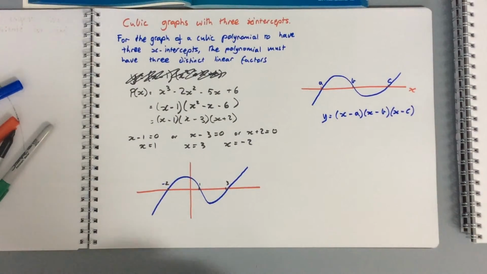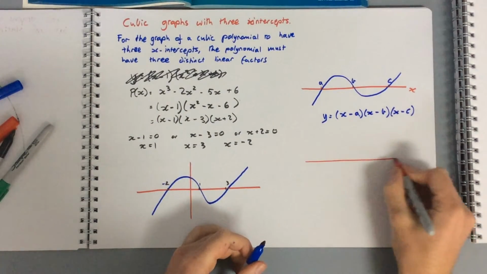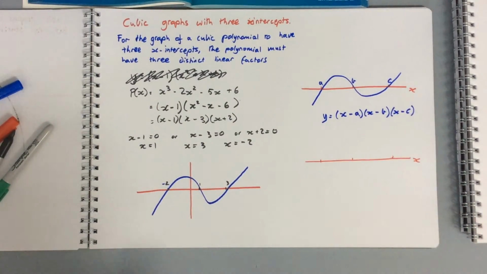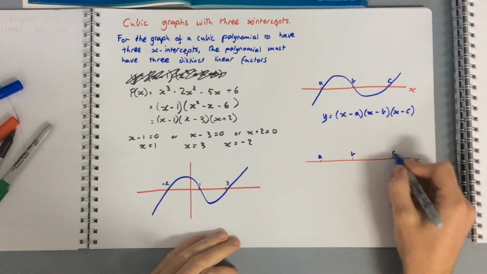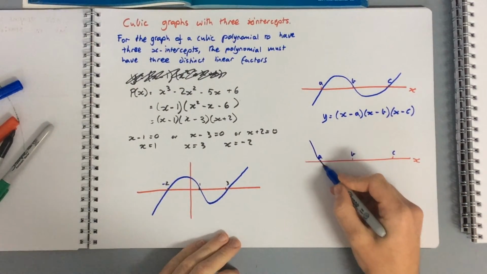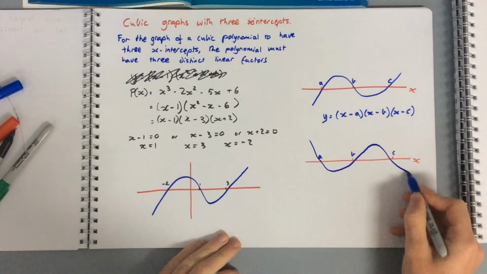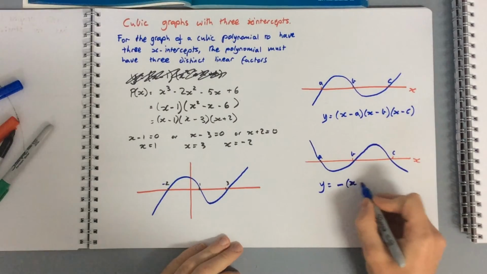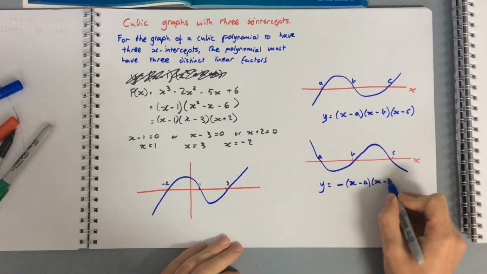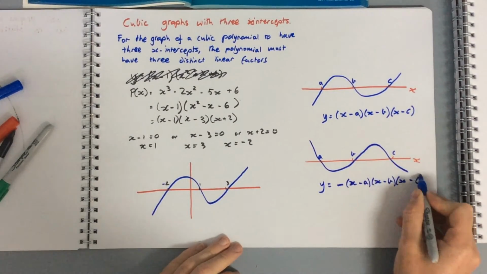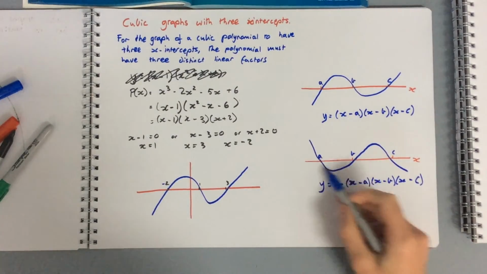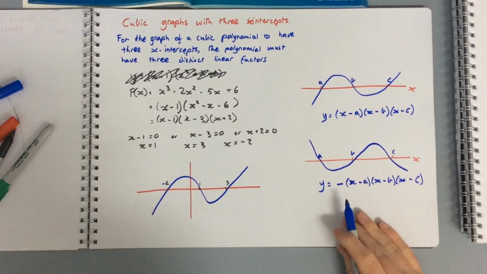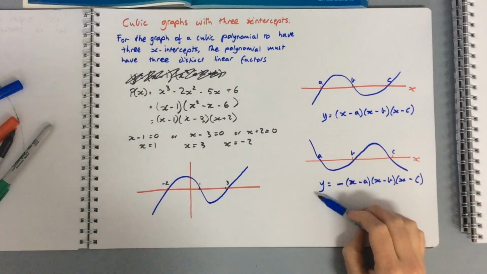Similarly for the reflection of that, if we've got the same points A, B and C, but the graph goes like this, it just means that we've got a negative in front: negative x take A, x take B, x take C. Same thing, except we've got a negative and it goes the opposite way. So that's a summary of three x-intercepts. And we'll have a look at the next bit for an example.